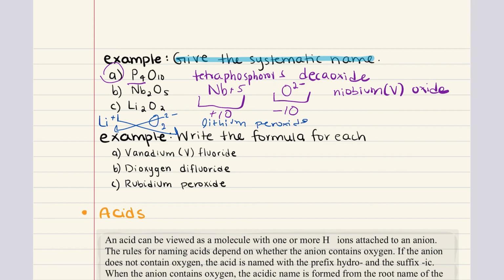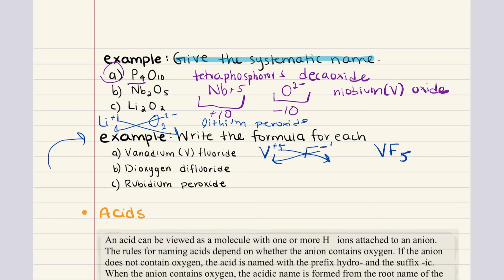Wonderful. Let's move on to the second example. Write the formula for each. A is vanadium 5 fluoride. So that means vanadium has a plus 5 charge. Fluoride has a minus 1 charge. We crisscross the charges and we get VF5. That is the formula for vanadium 5 fluoride.